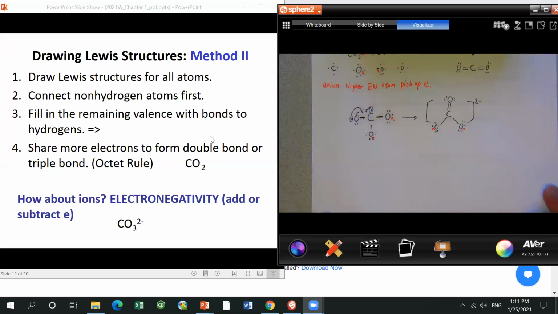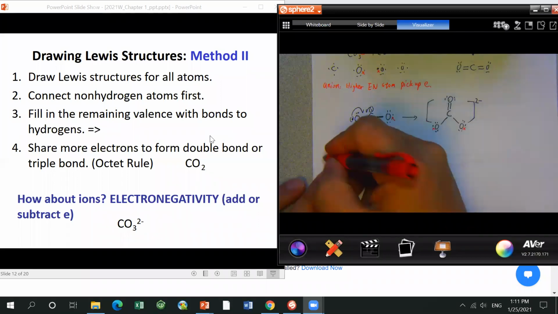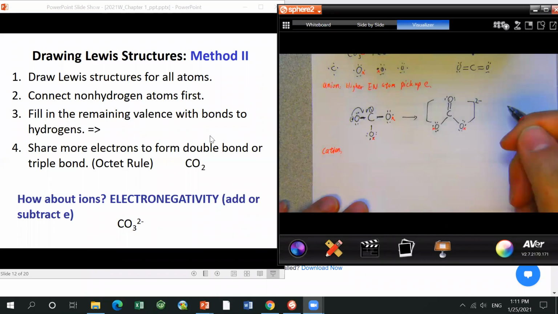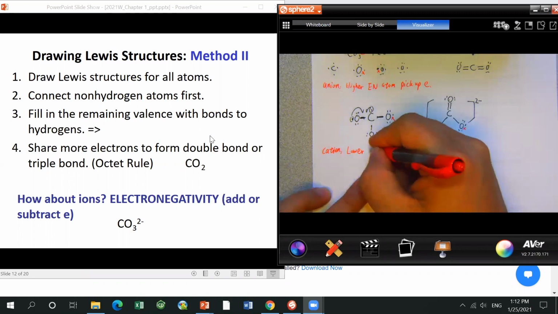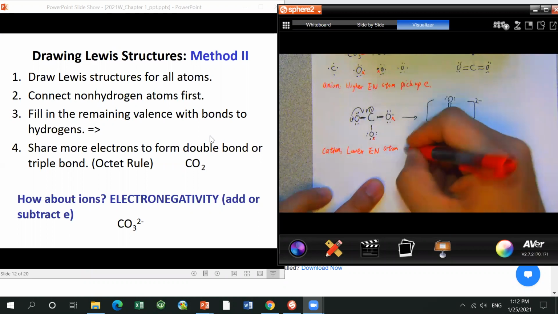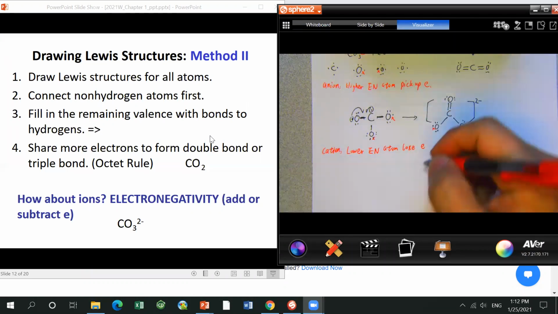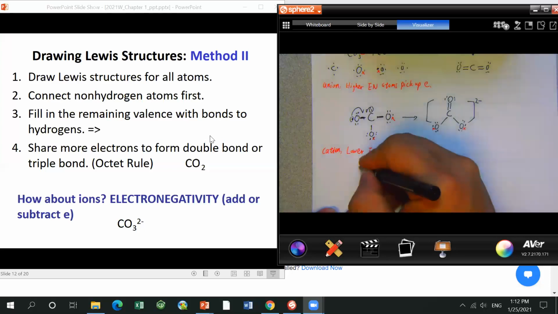That's the next one. Maybe I'll still write it down. For the cation, you lose electrons, so that gives a positive charge. So for the cation, the lower electronegativity atom loses electrons. Write it down: lower electronegativity atom loses electrons. I'll give you one example, still using ammonium.